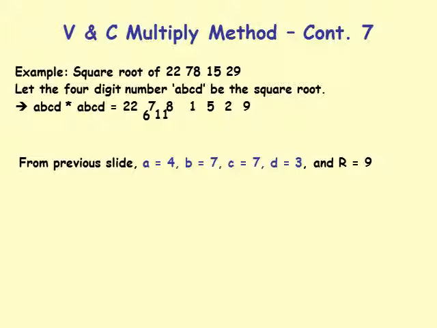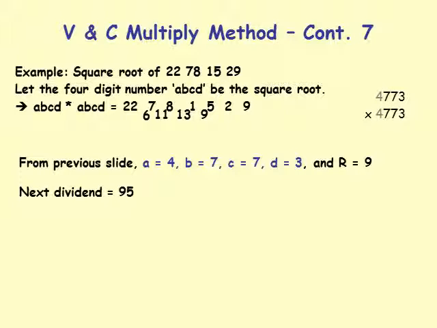So what do we have right now? We have A is equal to 4, B is equal to 7, C is equal to 7, D is equal to 3, remainder is 9. Okay, and the next dividend is 95. Okay?